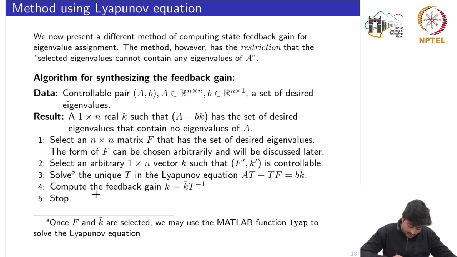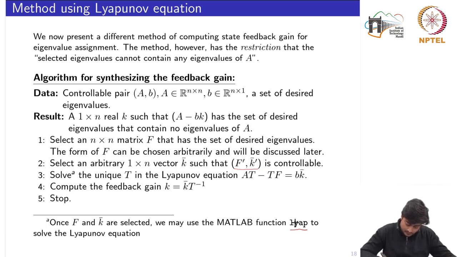The final step is, once we have obtained the T matrix, we compute the feedback gain vector k as k bar into T inverse. Okay. So once we have selected a k bar matrix such that this pair is controllable, then we can use the MATLAB Lyapunov function, this lyap function, to solve this Lyapunov equation. So you could use this function in a similar way to what we have discussed during the stability week.